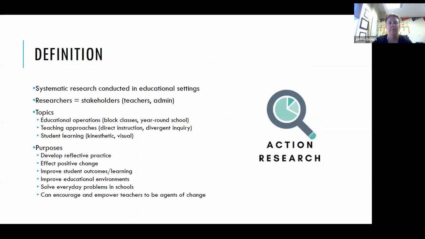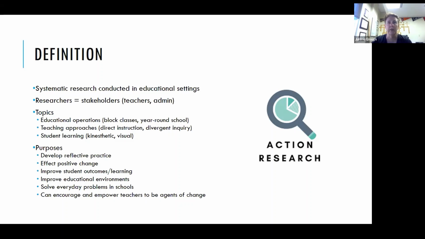So just as a definition, action research is systematic research that is conducted, usually in educational settings, or in this case, in terms of our purposes, it will be in an educational setting. In most cases, the researcher is a stakeholder, so that could be a teacher or administrator. Sometimes I guess it could also be students if they're trying to make their school a better place. Topics usually have to do with operations, so it could be like the difference between having block classes and traditional classes, the value of having maybe year-round school instead of traditional 2 semesters, 4 quarters.